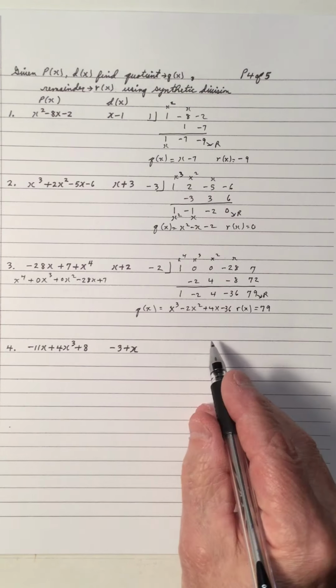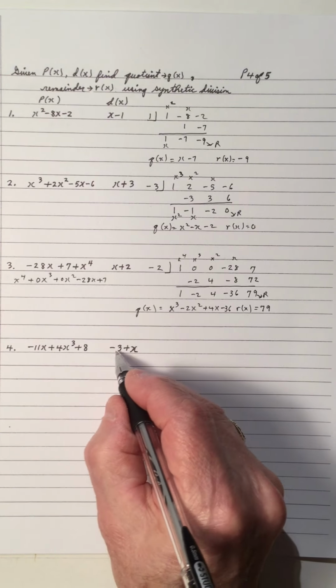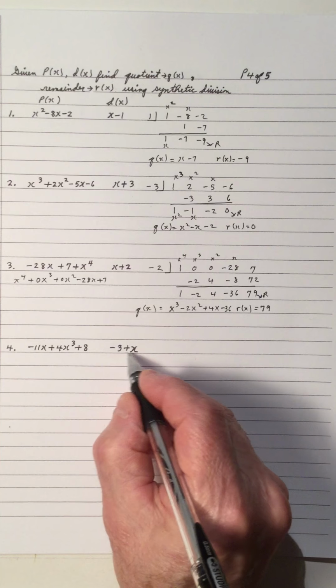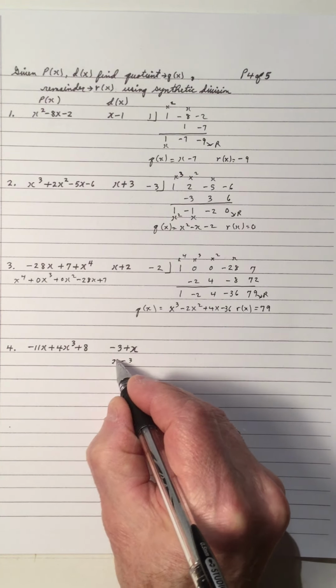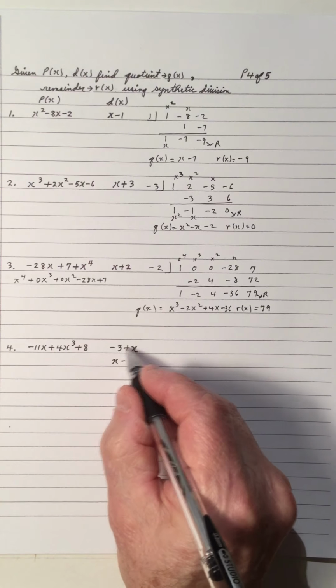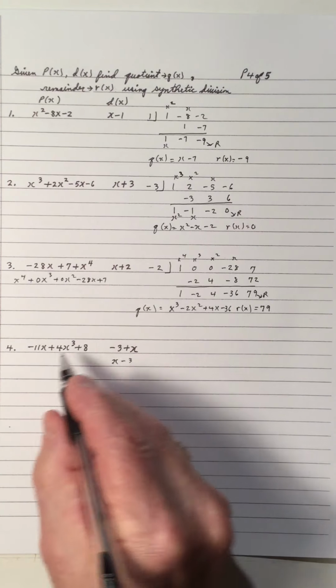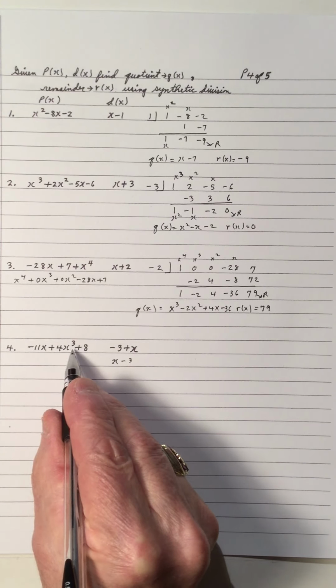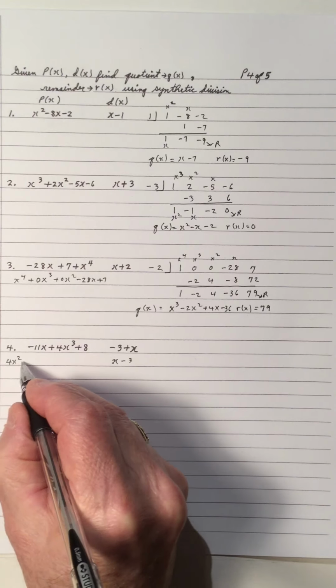And one more to do on this page. So we have to make sure it's in descending order. So even my divisor is not in descending order. So I have to put the x first and the negative 3 second. Notice I didn't change the sign. So this is a positive x, that's a negative 3. I have to put this one in descending order. The highest power is 3, so it's 4x cubed. There's no x squared.